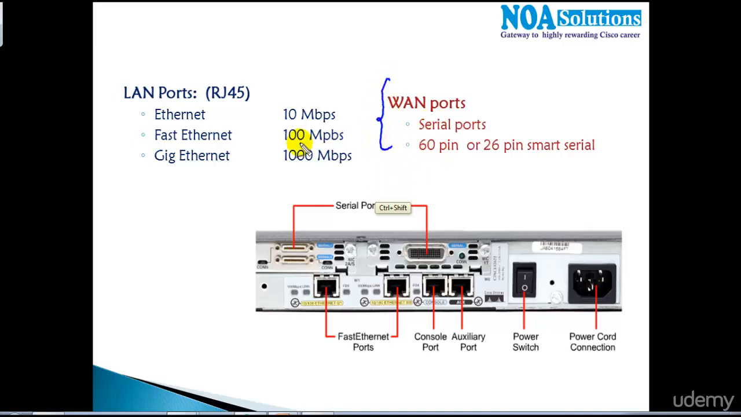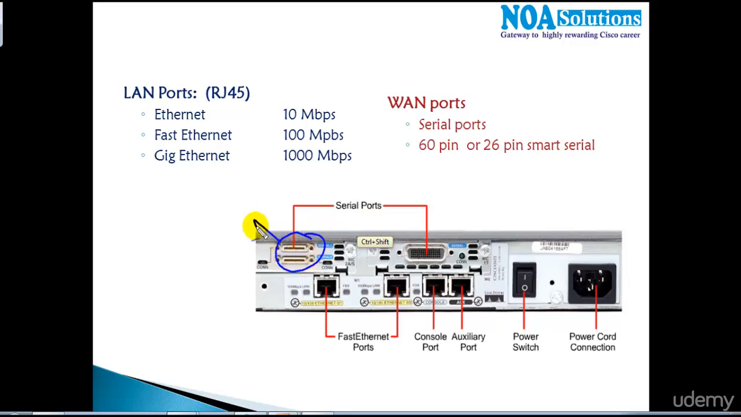The next category of ports is what we call WAN ports. These WAN ports are the ports which connect from one router to another router at a remote location. Typically we call these WAN ports serial ports, and here you'll find two kinds of serial ports.